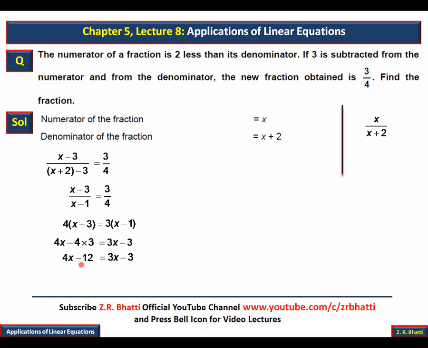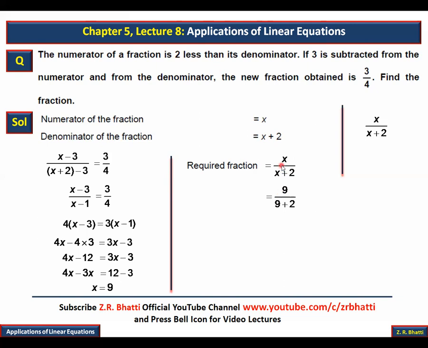Now take this 3x on the left hand side, 4x minus 3x, and take this 12 on the right hand side. This will become 12 minus 3. 4x minus 3x will become x, and 12 minus 3 will become 9. X is equal to 9. Now how can we get the fraction? Required fraction is x over x plus 2 according to this statement of the question. And now inserting the value of x, we have 9 over 9 plus 2. This becomes 9 over 11. This is our required fraction.